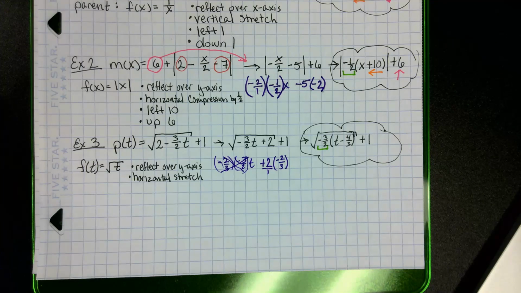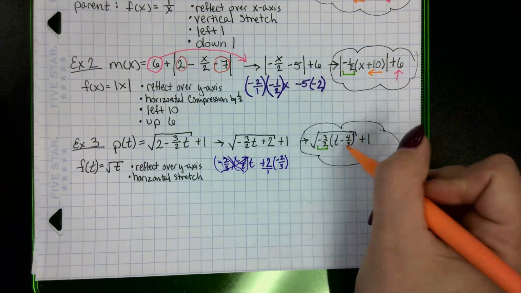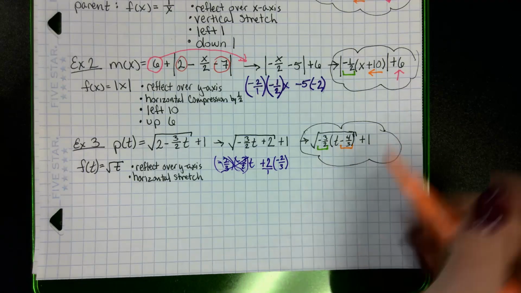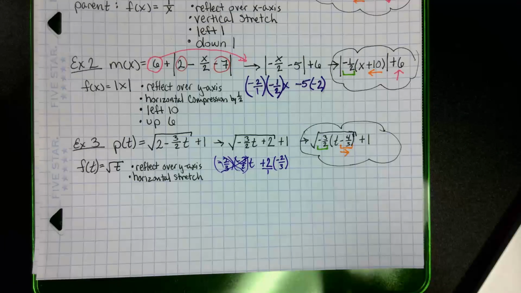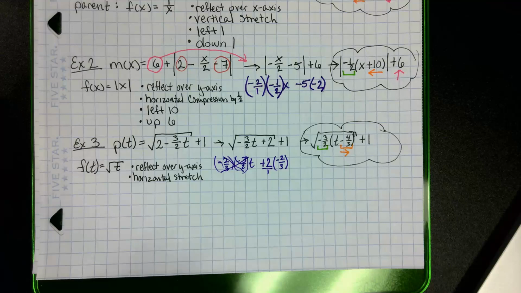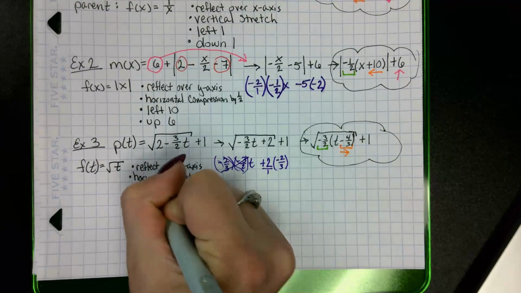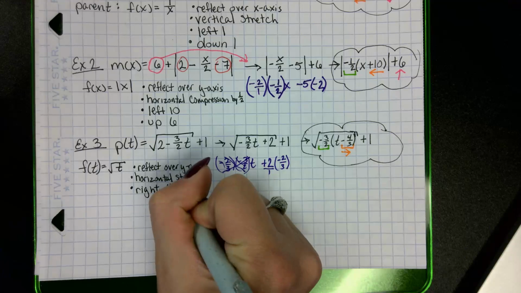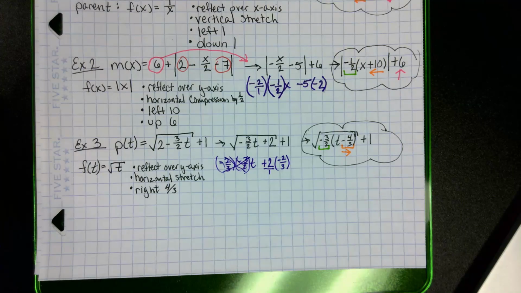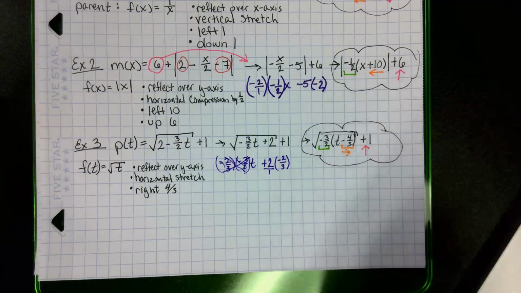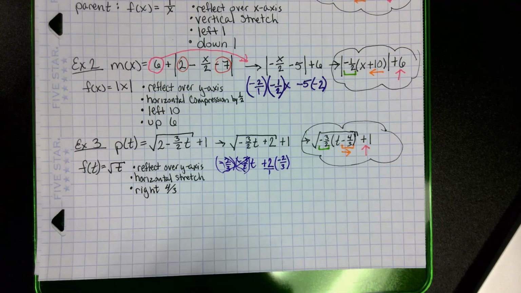And then on the inside, so then we have t minus negative 4/3. So t, since it's minus, that means it's going to go to the right. So we're going to shift right 4/3. And then the last part is to shift up 1.